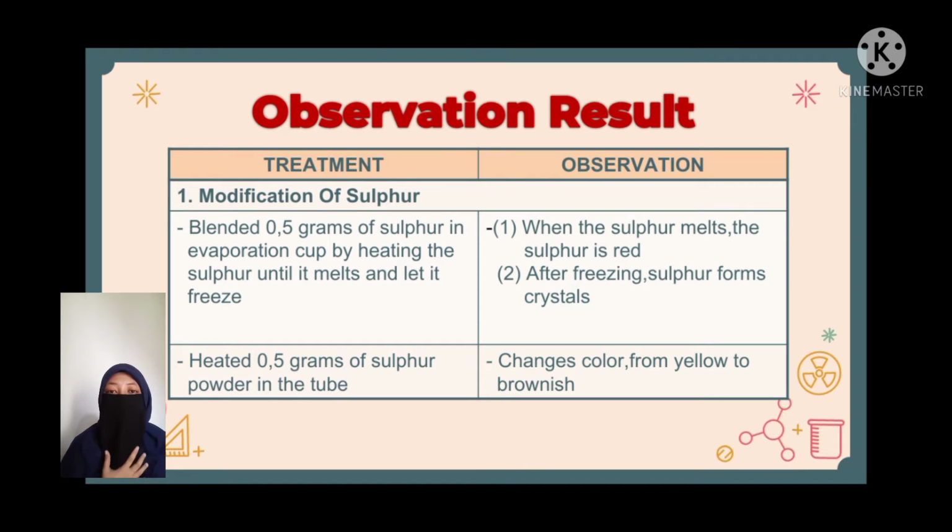Treatment number 1: modification of sulfur. Blend 0.5 gram of sulfur in an evaporation cup by heating the sulfur until it melts and let it freeze. Observation: number 1, when the sulfur melts, the sulfur is red. Number 2, after freezing, the sulfur forms crystals. Okay, next treatment: add 0.5 gram of sulfur powder in the test tube. Observation: color changes from yellow to brownish.